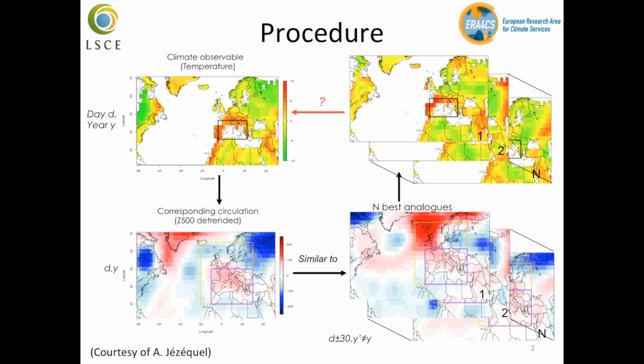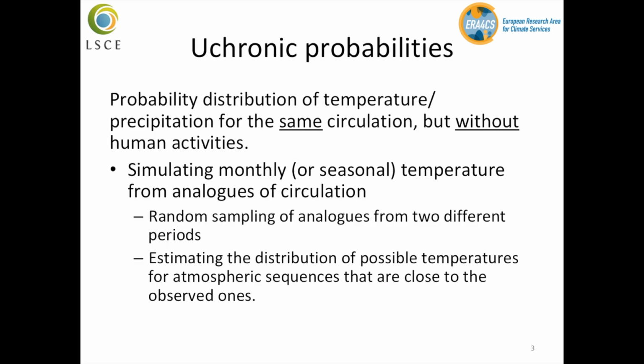So how can we use this? We can use this to compute what I call uchronic probabilities. So that's the probability distribution of temperature or precipitation for the same circulation pattern, but with or without human activities. So we simulate a monthly or seasonal temperature average from analogues of circulation by doing a random sampling of analogues from two different periods. So one with human activities and one without human activities.